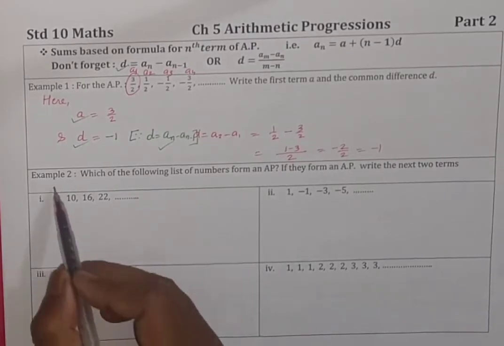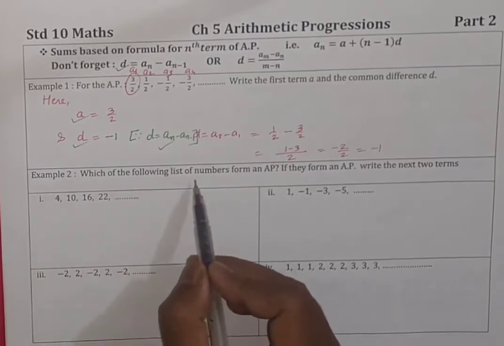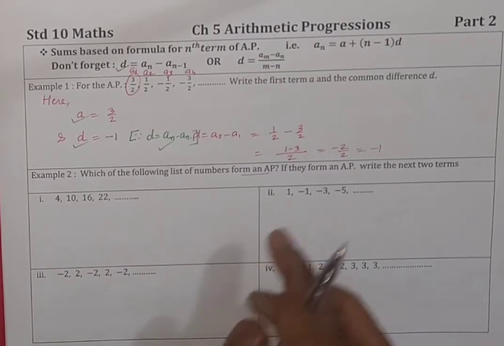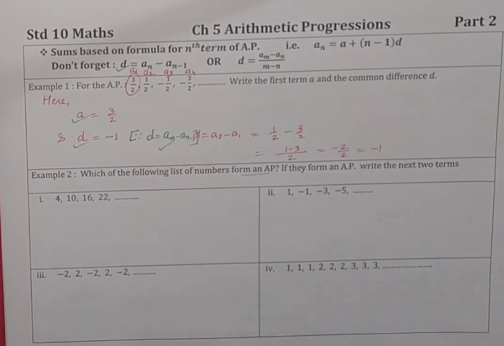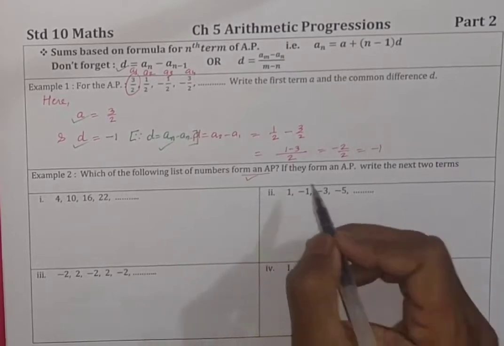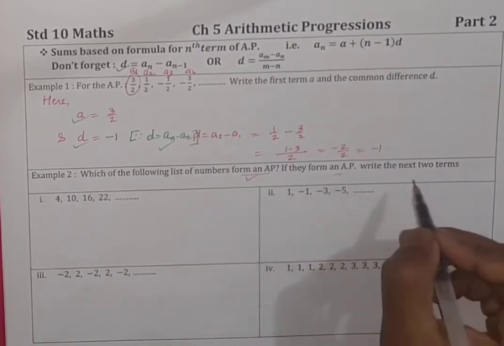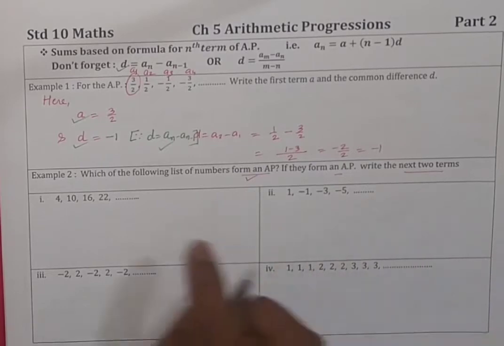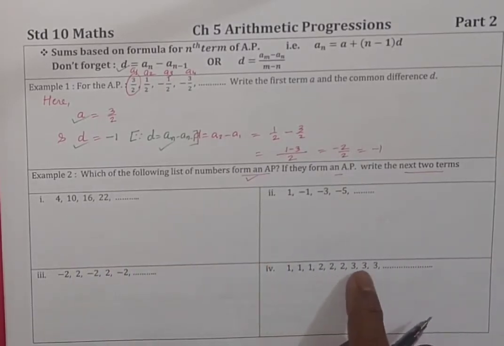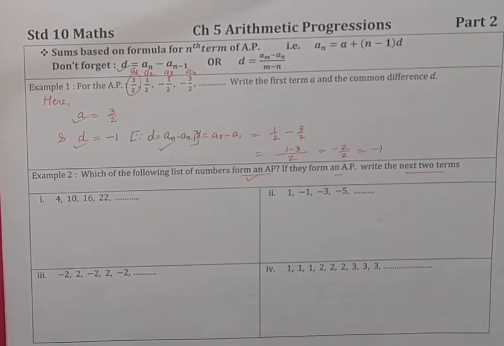Proceeding further. Example 2. Which of the following list of numbers form an AP? So you have 4 lists of numbers. You have to determine which forms AP. If they form an AP, write the next 2 terms. Here 4 terms are given. Here 5 terms are given. Here 9 terms are given. You have to write next 2 terms if they are AP.